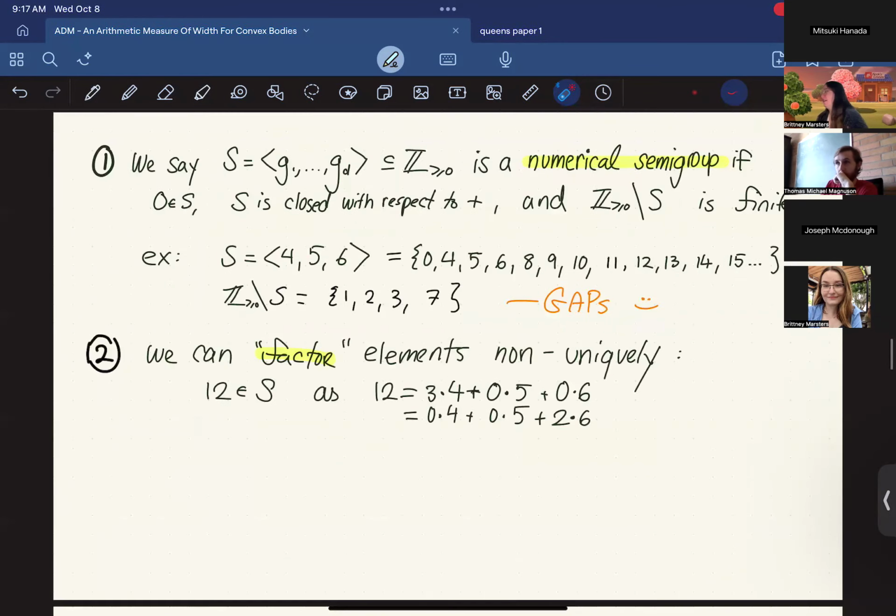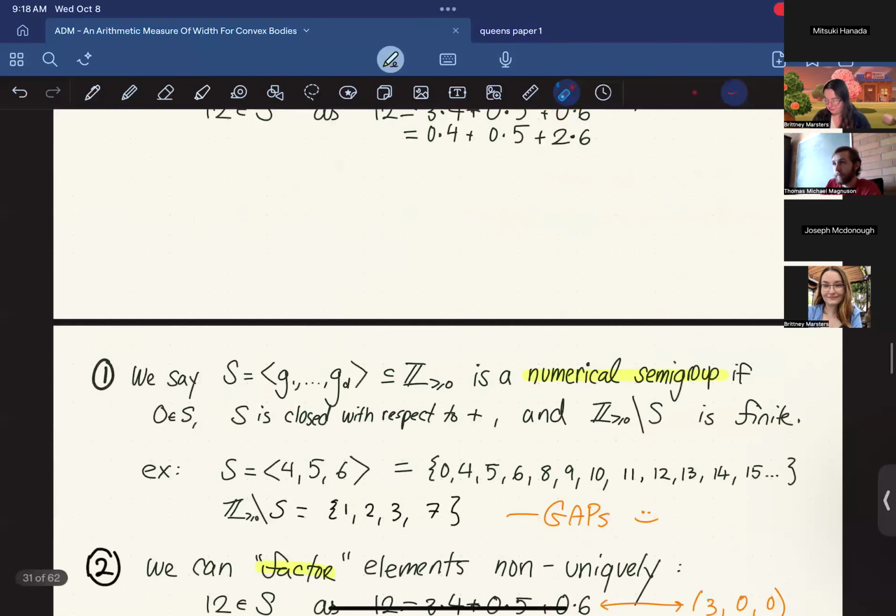Now, in factorization theory, one of the big things they care about is this idea of factoring things non-uniquely, right? When you think about prime numbers in the most traditional sense, you've got your fundamental theorem of arithmetic, things factor uniquely. But in this additive context, things factor highly non-uniquely. So as an example, if I take 12 in this semigroup, I can write it as 3 copies of 4 or 2 copies of 6. And so this is what we mean by non-uniqueness.